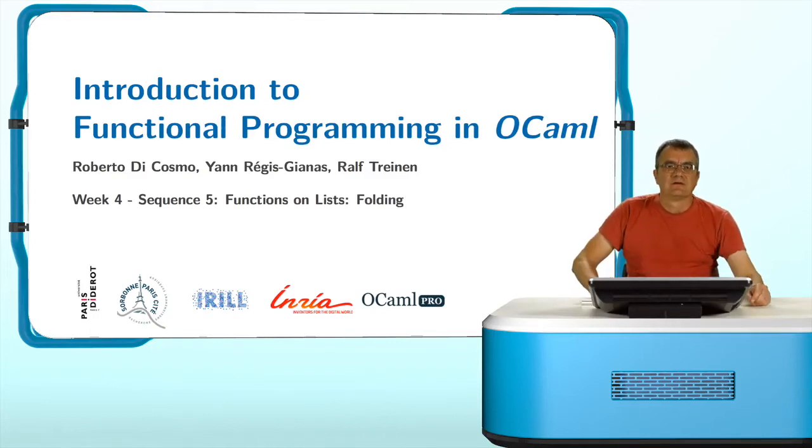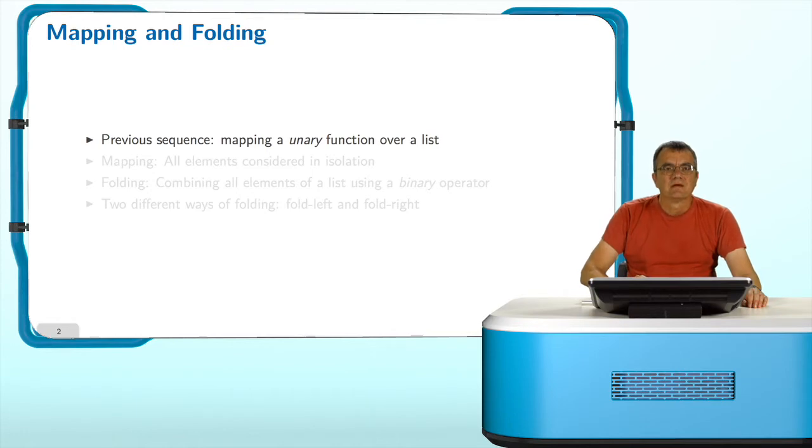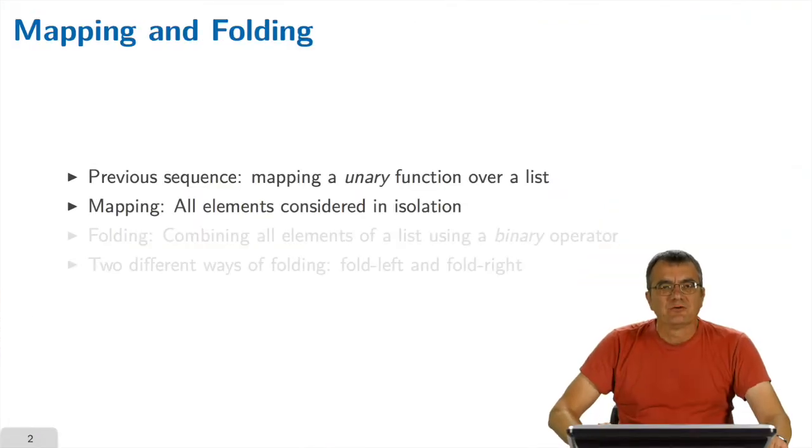In this sequence we will look at folding a binary operator over lists. In the previous sequence I explained how we can use a function defined in the list standard library to map any unary function over a list. When mapping a unary function over a list, all the elements of the list are considered in isolation, which by the way means that this operation is very easy to parallelize and to execute on several machines independently and to recombine the result.